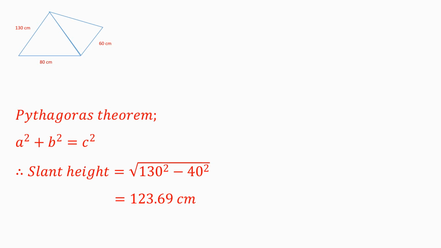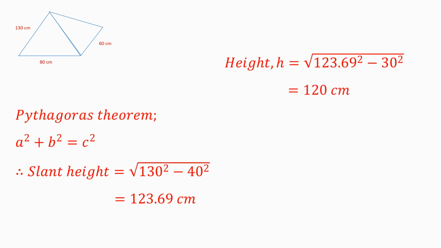We have the slant height, but that is not the height of the pyramid. The height of the pyramid is from the tip of the pyramid to the rectangular base. So to obtain the height, we are still going to use the Pythagoras theorem with our slant height as the hypotenuse, or the c. So our c will now be the slant height, and our a will be half the width, which is 30. And so substituting the figures in the same way, we have our height h is equal to the square root of the slant height squared, which is 123.69 squared, minus 30 squared, half the width, in order to obtain the height of the pyramid. And we obtain that the height is 120 centimeters.